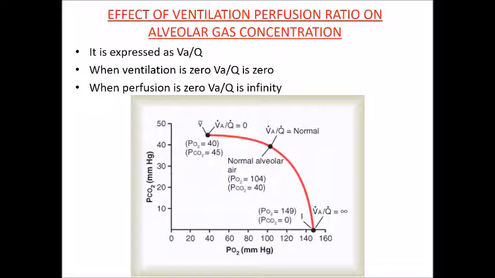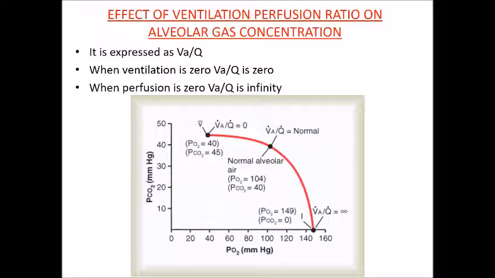There is a red colored curve. It has 3 black colored dots. Now see the dot in the middle part. That is the normal operating point. Here the ventilation perfusion ratio is normal. Now at that point you can see the partial pressure of oxygen is 104 and the partial pressure of carbon dioxide is 40.